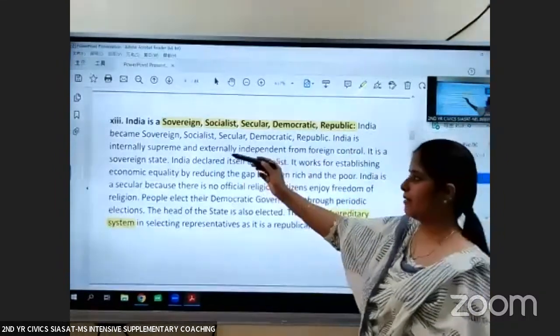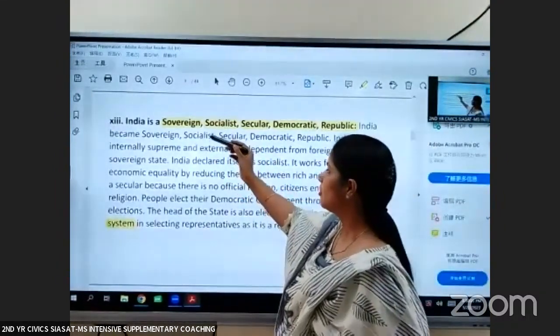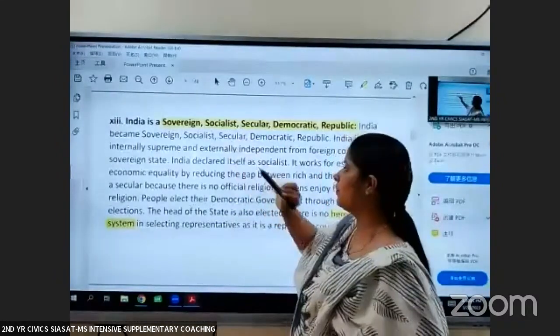So India became Sovereign, independent. It is socialist because the government works for the welfare of the people.